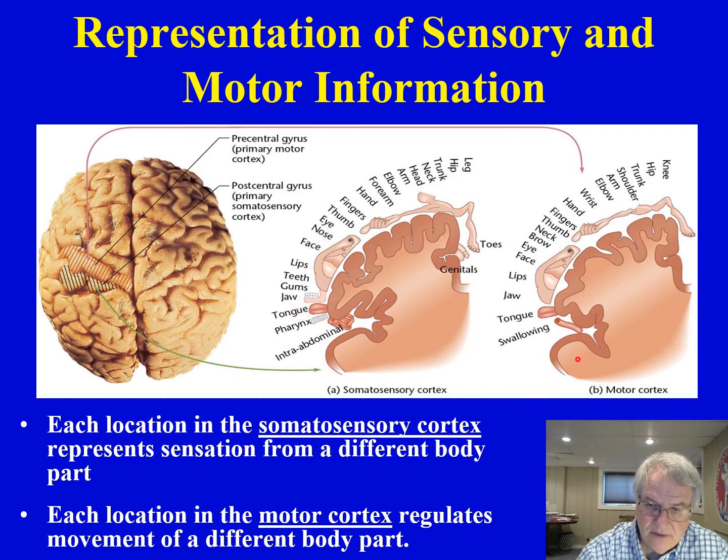Take a look at the motor cortex, and our motor cortex is this area that we see right here, the primary motor cortex. If we were to take a look at this brain slice that you see right here, this area mediates swallowing. This mediates information from the tongue, the jaw, the lips, face, eye, and so on. So again, each location in the motor cortex regulates movement of a different body part.